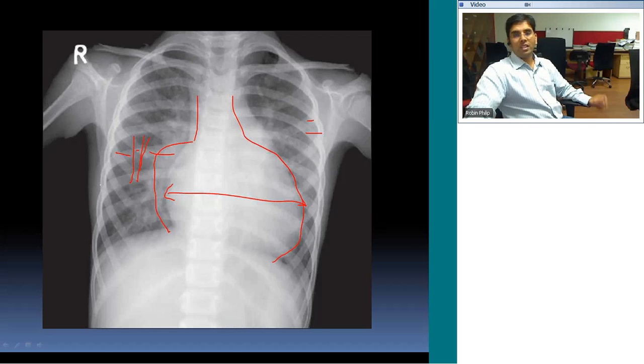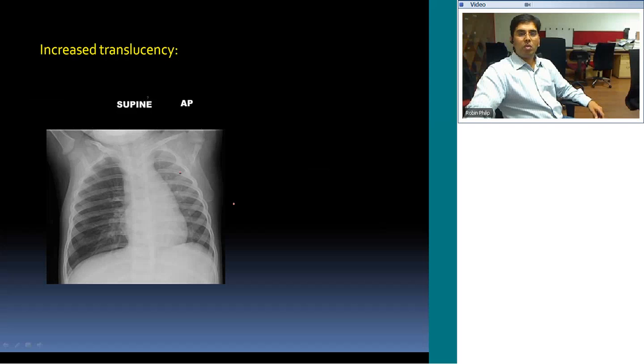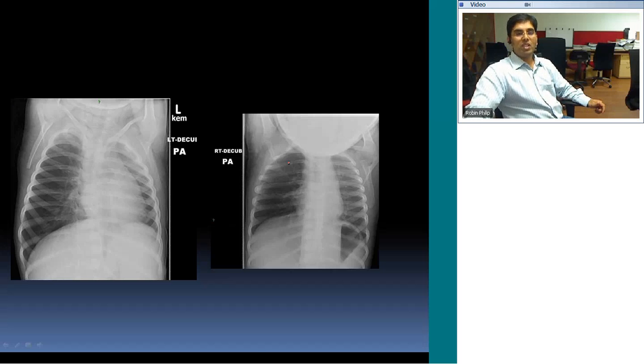And then move on to the lungs. More often than not, you have to compare, as I said, the translucency of the lung. In these pediatric patients, you may not obtain accurate centering. So oblique positioning will sometimes give rise to increased translucency on one side. Hence you've got to be very careful. Make sure you're getting it right.